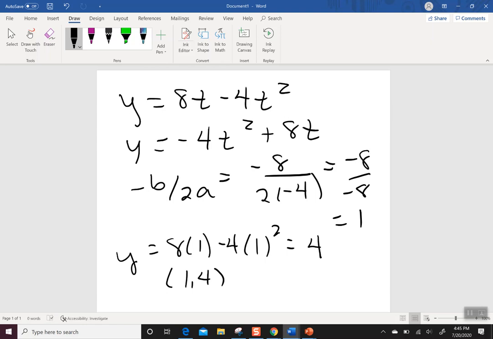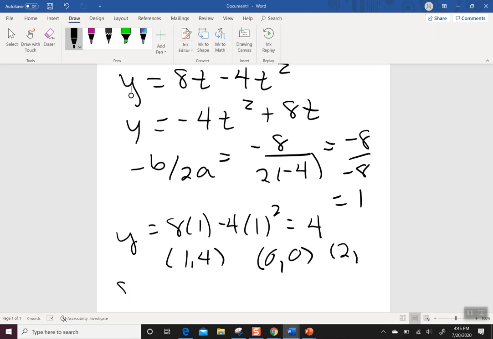This is kind of lucky. If I think 1 to the right, 1 to the left, 1 to the left is 0. So if I plug in 0, 0 minus 0 gives me 0. So that's a good point. That says if I plug in 2, I really hope 2 is also going to give me 0. So let's try. I have 8 times 2 minus 4 times 2 squared. This is 16. 2 squared is 4. 4 times 4 is 16. So I also get 0. So here are my points. I have 1, 4, 0, 0, 2, 0.